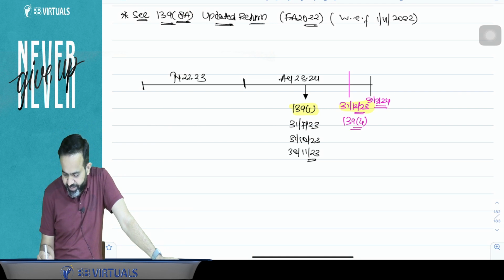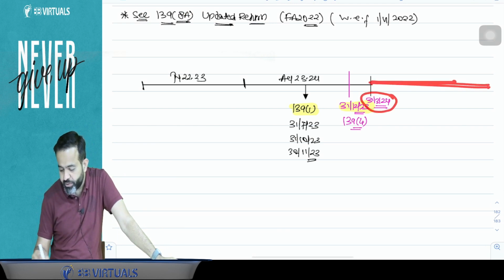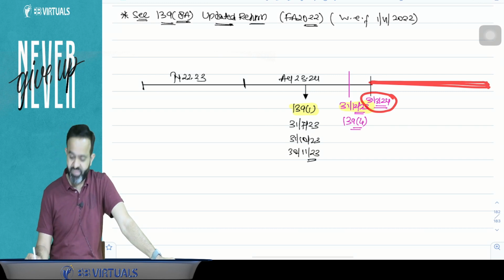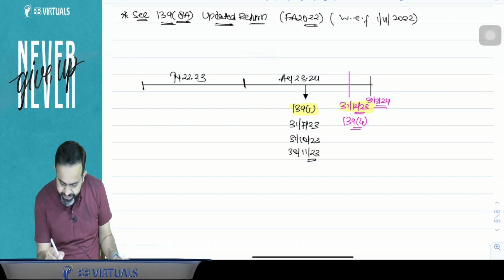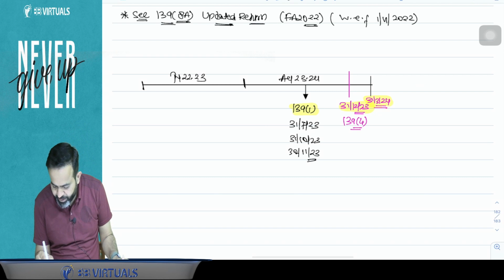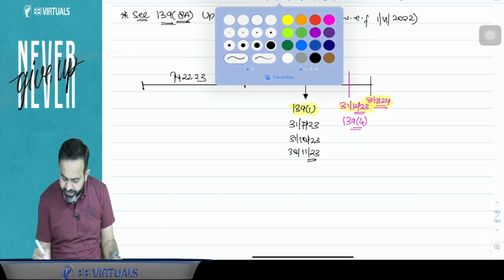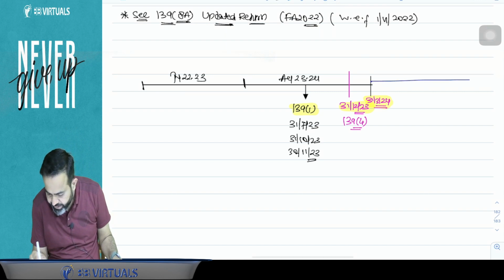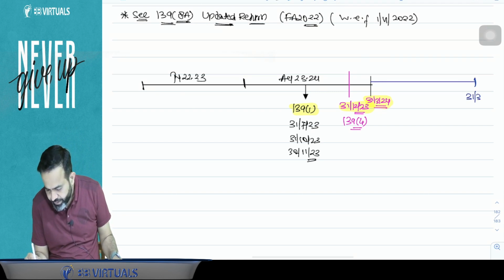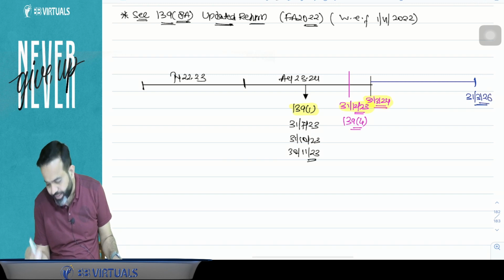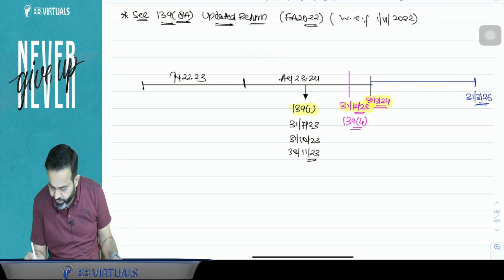Means after the end of this assessment year, for 2 years time limit, for 2 years you can file the updated return. So here guys, this assessment year will be completed by 31st March 2024. Then you can file the updated return till 31st March 2026. Means till 31st March 2026, you can file the updated return under section 139(8)(a).